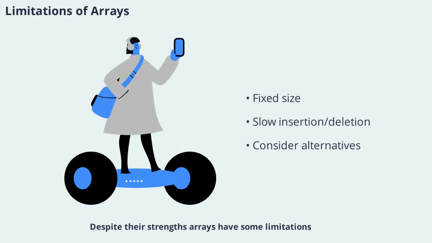Despite their strengths, arrays have some limitations. Their size is fixed once declared, which means you can't easily add or remove elements. Operations like insertion and deletion can be slow, especially for large arrays. Understanding these limitations helps you decide when to use arrays or consider other data structures.